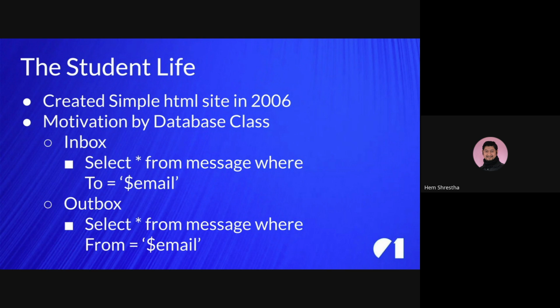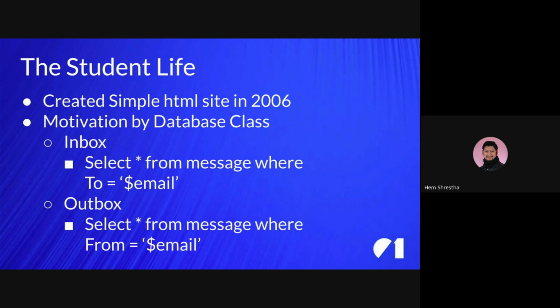So for the inbox part, the same query, I played with those queries from my side, and I found that select asterisk from message where 2 equals email gives all of the email messages that relate to me, that relate to my inbox. So this was my very high motivation that motivates me to go as a developer.